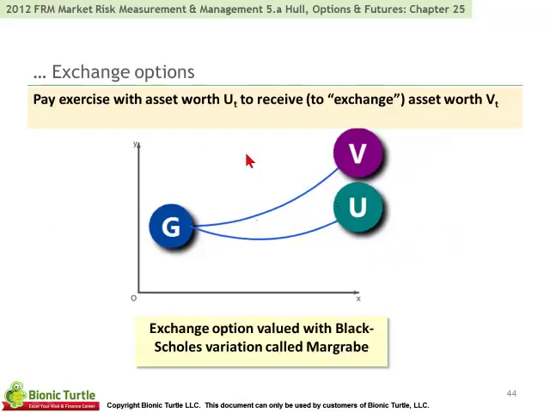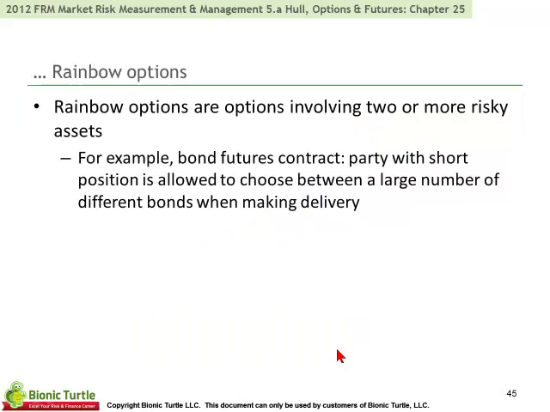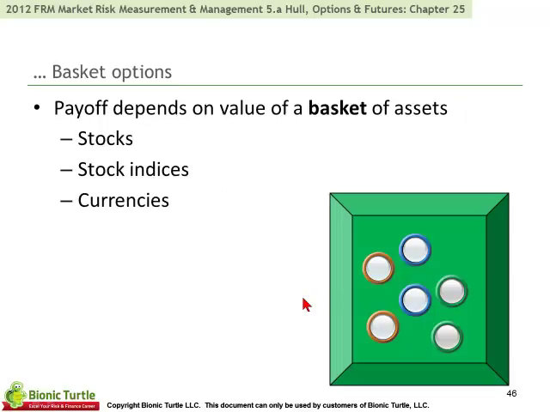An exchange option, instead of paying a fixed strike price, pays an asset worth U, that's the exercise price, in order to buy or exchange an asset worth V. And then Hull does show the variation on Black-Scholes that can be used to price the exchange option, the McDonald, much beyond testability in the FRM. Rainbow options are options involving two or more risky assets. Basket options, their payoff depends on the value of a basket of assets.